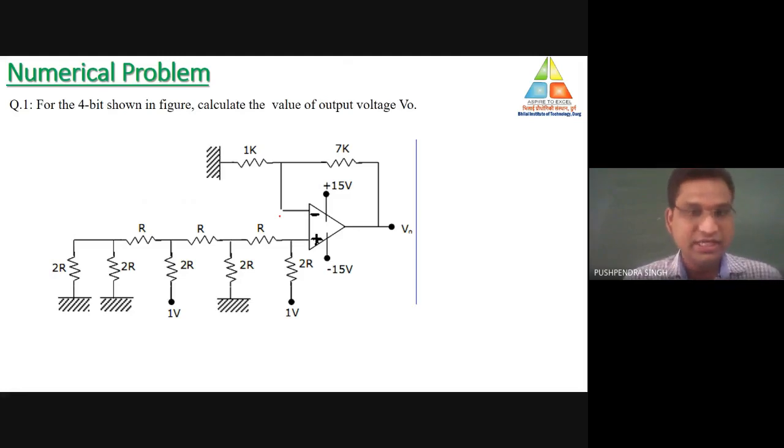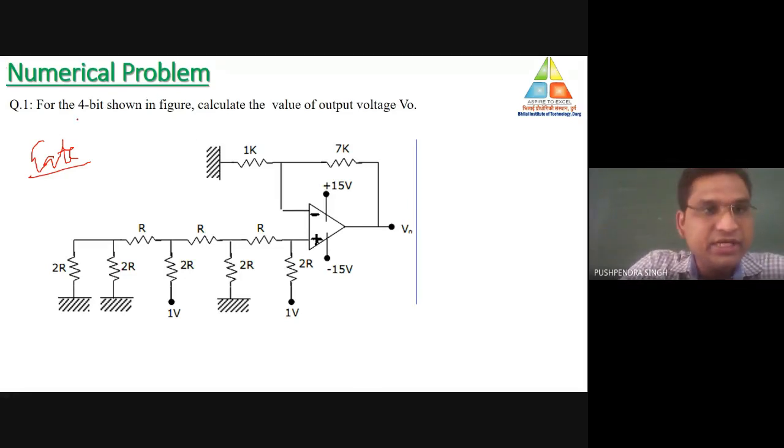Now, let us discuss one question related to the R2R ladder network. That is a GATE examination question I have taken for you. Very simple question. Most of the time, the questions are only related to R2R and inverted R2R ladder. And the fundamental, as I told you, the same fundamental you need to adopt for the calculation of output. So for the 4-bit digital to analog converter as shown in the figure, you need to calculate the value of the final output.